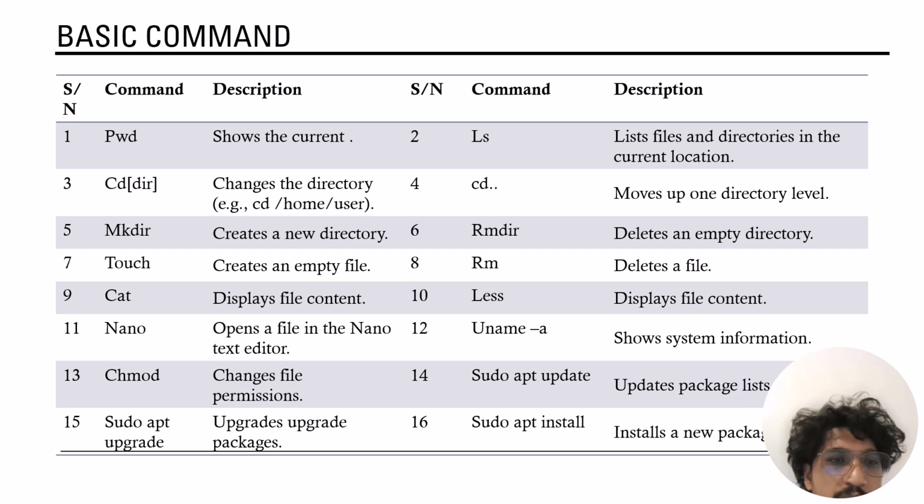Here are some of the basic commands that we usually use. I have listed only 16 of those. So first of all, pwd, which means present working directory. It shows the current working directory. cd, change the directory. mkdir, create a new directory. touch, create a new empty file. cat, display content. ls, list files and directories in the current location.